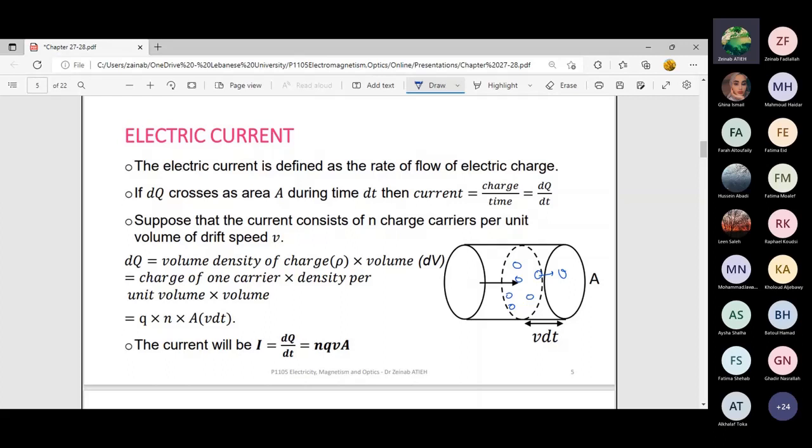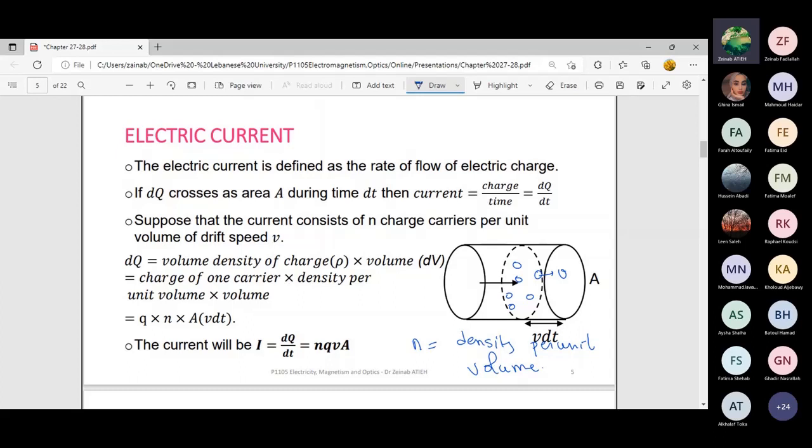N, it is the density per unit volume, for the carriers that are carrying the charge and moving. What does density per unit volume mean? You all know: the number of charges per unit volume, per meter cube. Number of charges in 1 meter cube. So this is the density per unit volume.